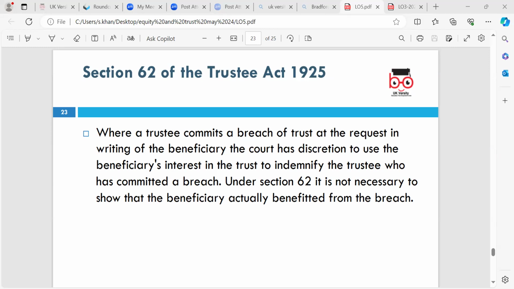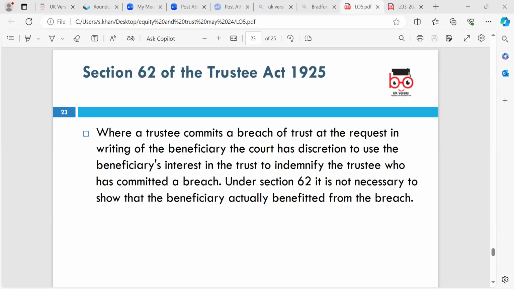Under Section 62, it's not necessary to show that the beneficiary actually benefited from the breach. So it's important to identify that and to identify the elements of Section 62 in regards to breach, because if a trustee breaches his duties, it's really important that it's all highlighted, and it's really important that the conveyancer takes this on board as well when it looks at breaching it.